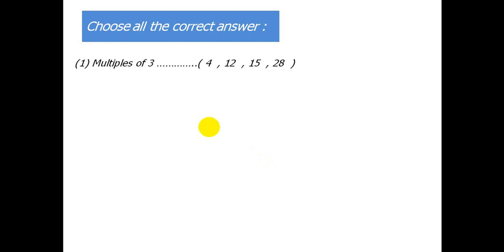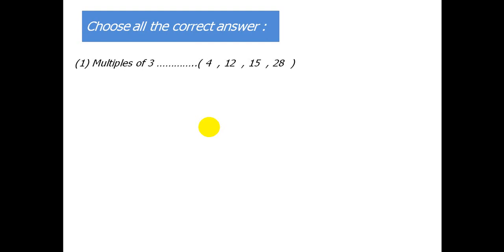How can we find it? Is 4 a multiple of 3? I don't know. How can we get it? Okay, the first step, we must revise the times table. Do you know table 3? I have 3 times 0 equals 0. Okay, 3 times 1 equals 3. 3 times 2 equals 6.